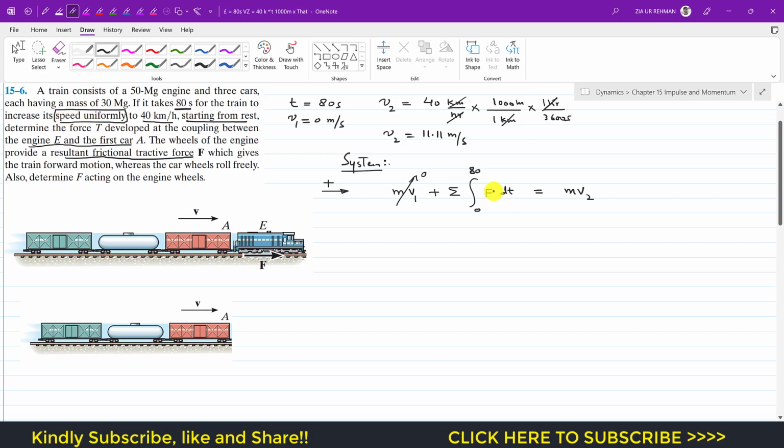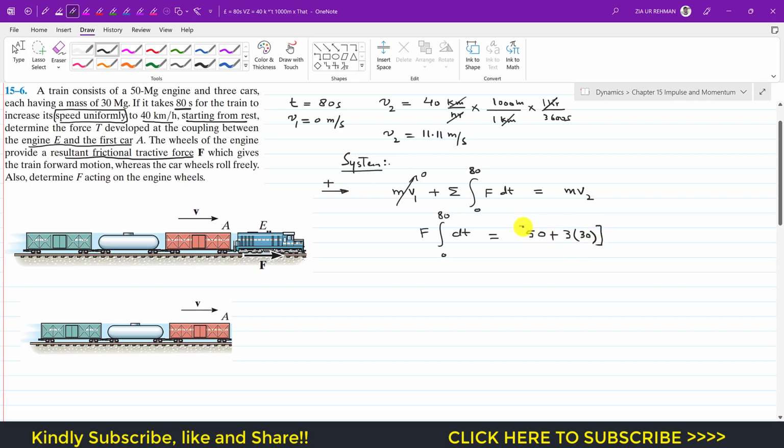Since it is said that it is moving with a uniform speed, so the force F is constant. So if this force F is constant, we can write this outside of integration like this, dt, and this is from 0 to 80. So this will be, if we integrate this, so this will be t. Let me write this equation first. So the mass of the whole system, the mass of the engine is 50 megagrams, so that is 50 plus these three cars have a mass of 30 megagrams. So this is 3 times 30.